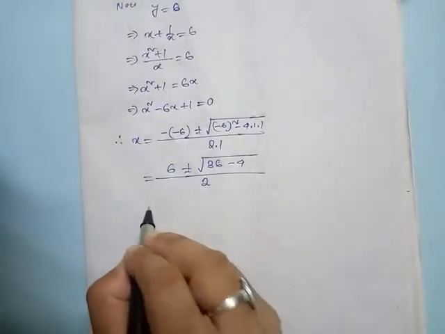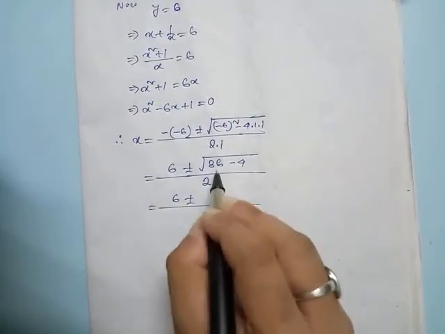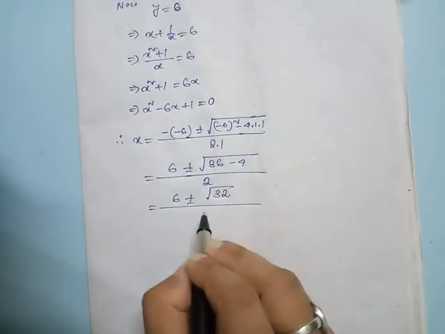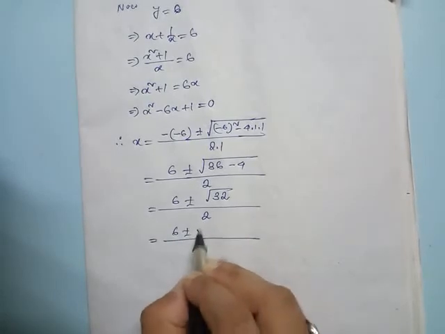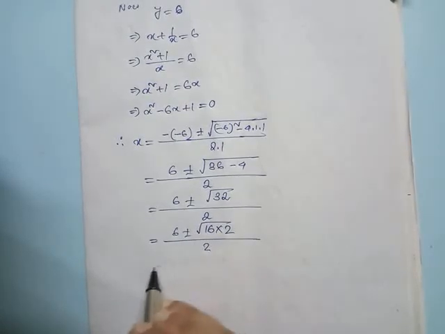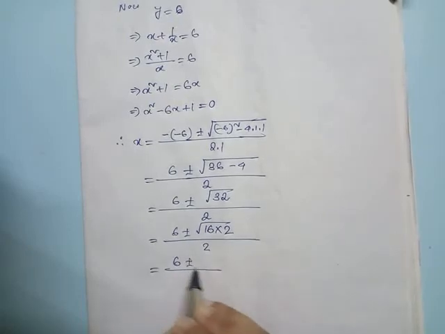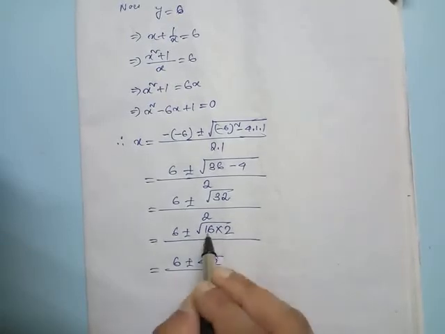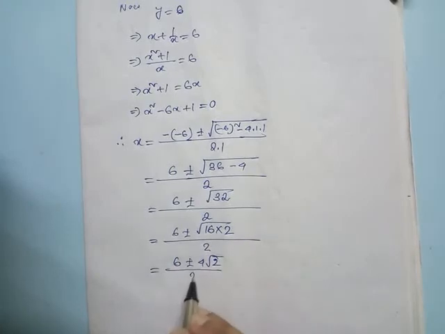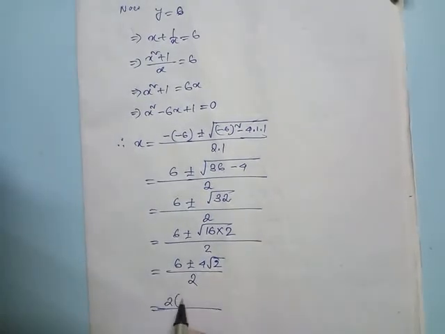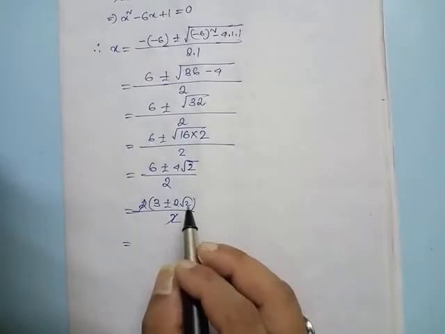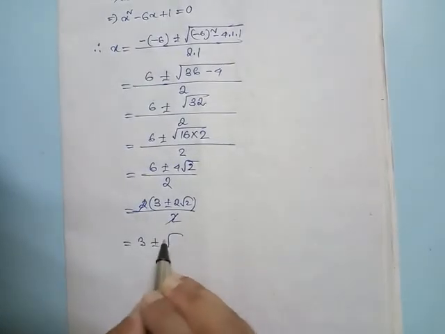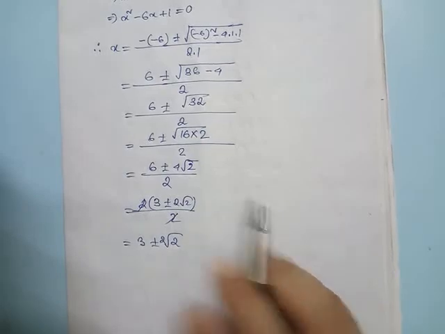So after that what will happen? 6 ± √(36 − 4 = 32) by 2. Now 32 can be written as 16 into 2, by 2. 16 means 4 square, so 6 ± 4√2, because the 4 square and square root cancel, 4√2 by 2. Now here take 2 as common, so 3 ± 2√2 by 2, cancel these 2, and 3 ± 2√2. This is the first answer of the value of x.